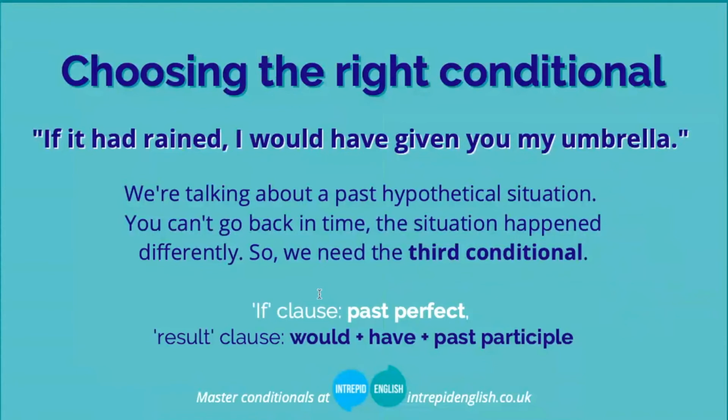Okay, we're talking about a past hypothetical situation. You can't go back in time. The situation already happened and it happened differently. So we need the third conditional here, which is formed with the past perfect in the if clause. And then in the result clause, we have would, have, past participle. Okay, so some people might be thinking, is that the past perfect or the present perfect? So whether we're talking in the first, second, or third person, it's always would plus have plus the past participle, not has or had. Okay, so let's get some practice.